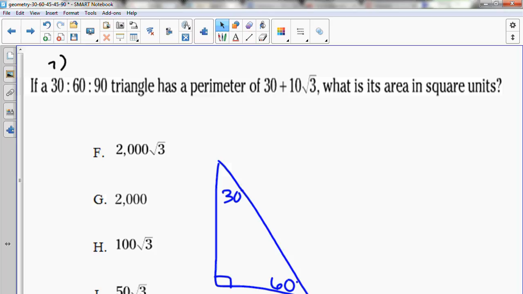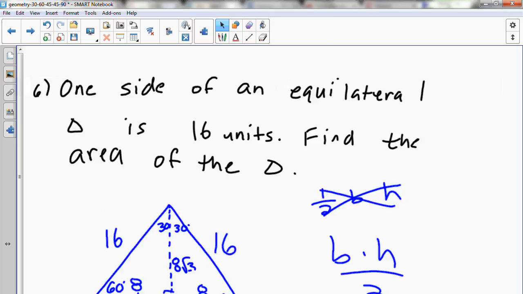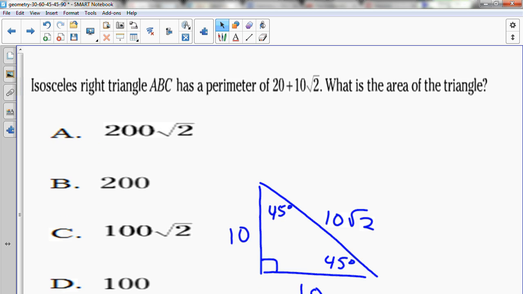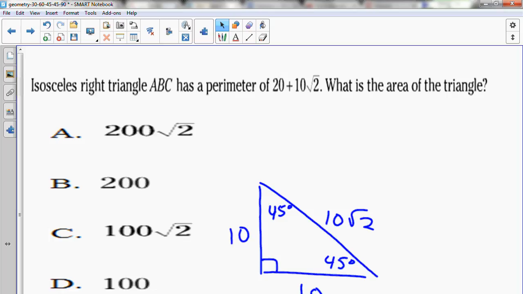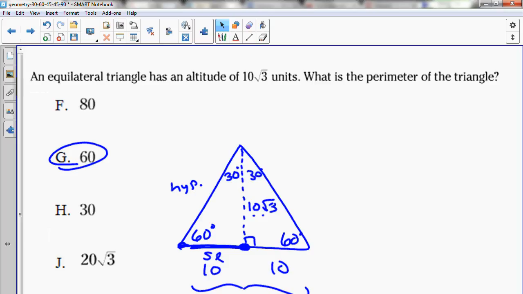The thing is it doesn't give you a side, it tells you the perimeter. But this is kind of what we did earlier. Y'all remember, let's go back to this problem real quick. Y'all remember this one? Same kind of problem. Now, this one was a 45, 45, 90 though. Y'all remember how we figured out that the 10 square root of 2 would have to go on the hypotenuse? Because the hypotenuse usually had something square root of 2 on it. What are we going to do with this one? Kind of similar.